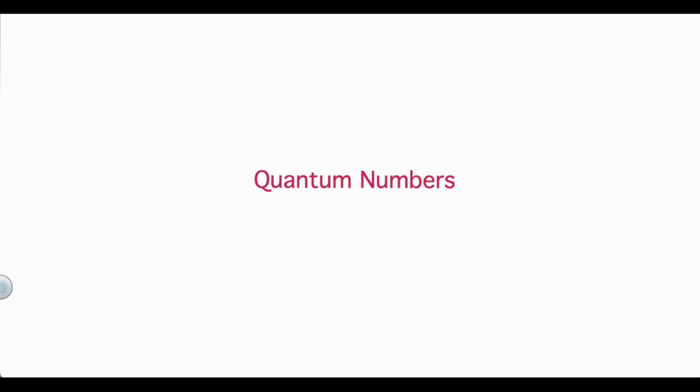Hey guys, today's lesson is on quantum numbers. So, what are quantum numbers and what do quantum numbers do? Well, quantum numbers help us determine the electron configuration of an atom and the probable location of the atom's electrons.